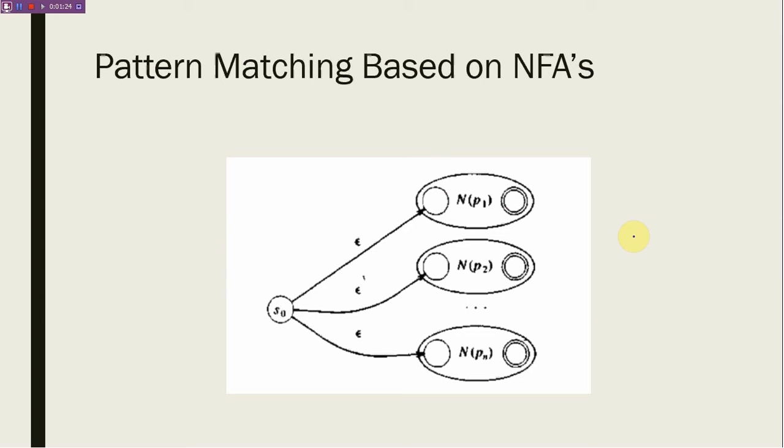One method for pattern matching is to construct a transition table of a non-deterministic finite automaton for the given patterns. We'll do that by first constructing an NFA N sub i for each pattern p sub i. So we know that p sub i is a regular expression, and based on our previous learnings, we should know how to convert a regular expression to an NFA.